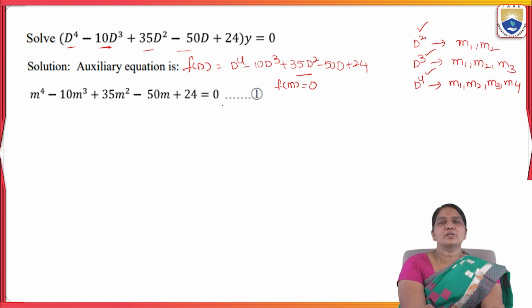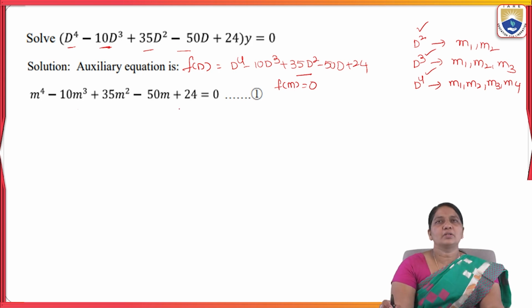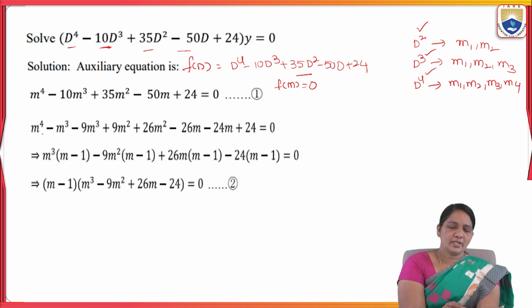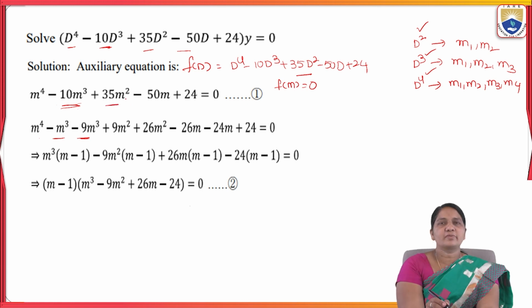So already I discussed about this procedure, how to solve this equation, otherwise how to get the roots in the previous problem. We can use two methods to calculate these roots. So observe here. We write m power 4. I am writing this 10 m cube as 1 m cube and minus 9 m cube, and for 35 m square I am writing 9 m square plus 26 m square. For the 50 I am splitting as 24 and 26, plus 24 equal to 0.